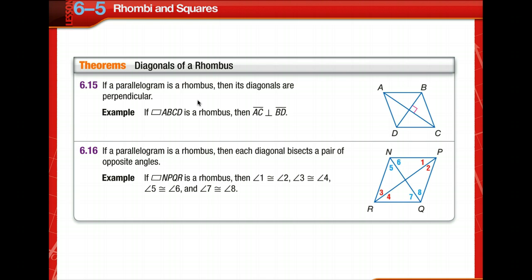A rhombus is a parallelogram with all four sides congruent. A rhombus has all the properties of a parallelogram and the two additional characteristics described in these two theorems. Its diagonals are perpendicular, and each diagonal bisects a pair of opposite angles.